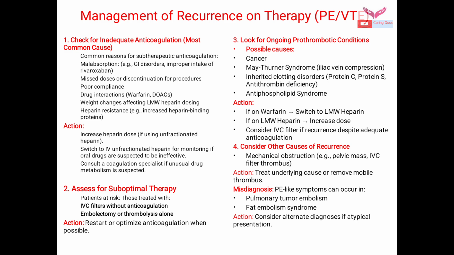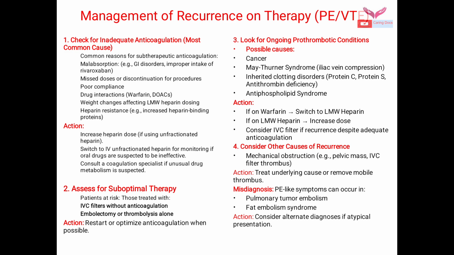We should look for ongoing prothrombotic conditions. The possible causes are cancer, May-Turner syndrome like iliac vein compression, inherited clotting disorders like protein C, protein S, antithrombin deficiency, and antiphospholipid syndrome. Here, if the patient is on warfarin, we should switch to low molecular weight heparin. If the patient is on low molecular weight heparin, we should increase the dose. We should consider an IVC filter if recurrence develops despite adequate anticoagulation.